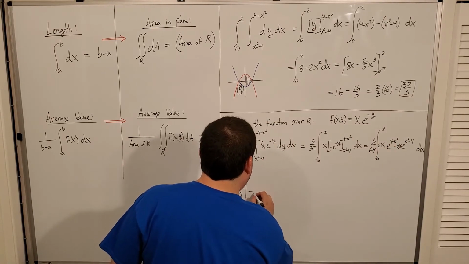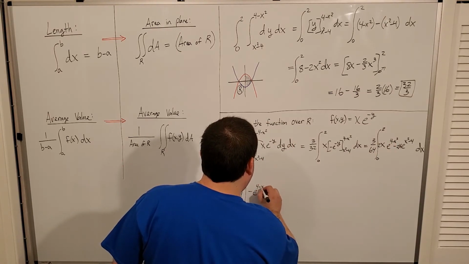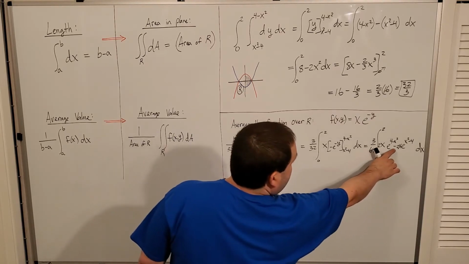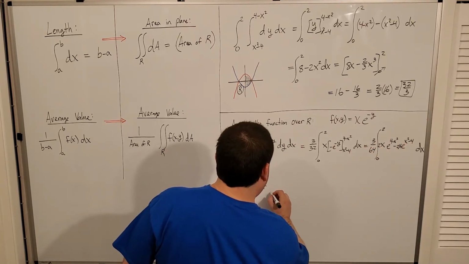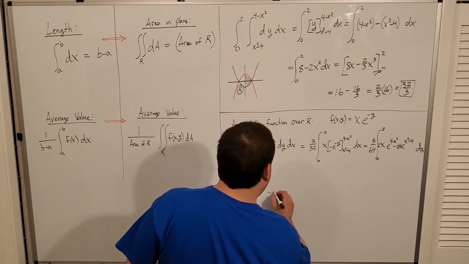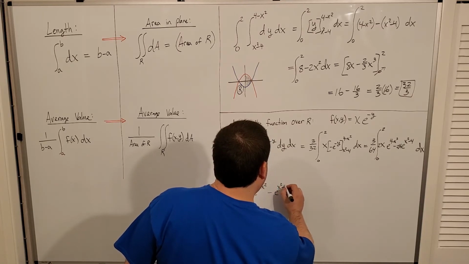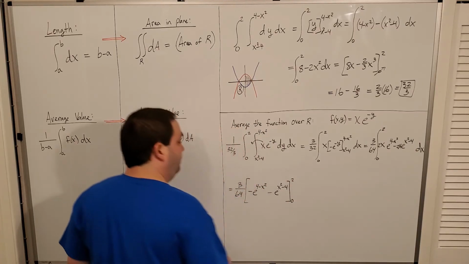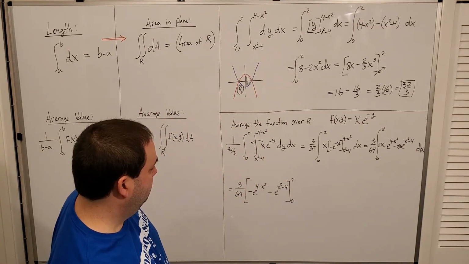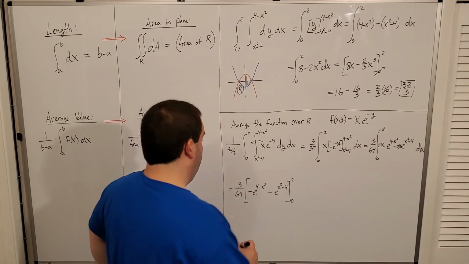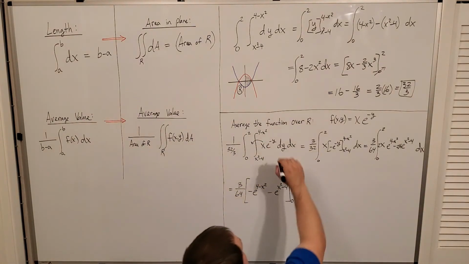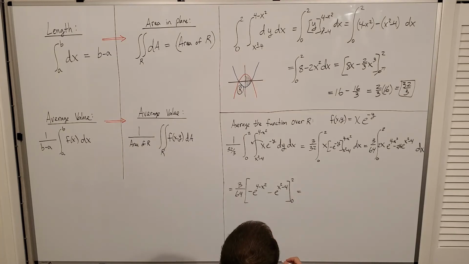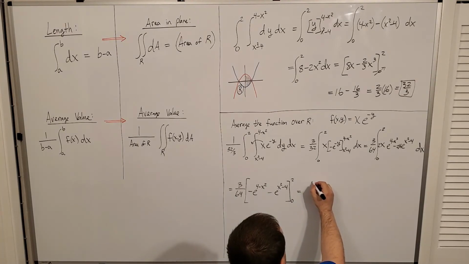So I've got negative e to the 4 minus x squared. This was already negative and I didn't need it. So again, it's minus e to the x squared minus 4. And that's going to be from 0 to 2 on there. Okay? So let's see. Now I've got 3 over 64.